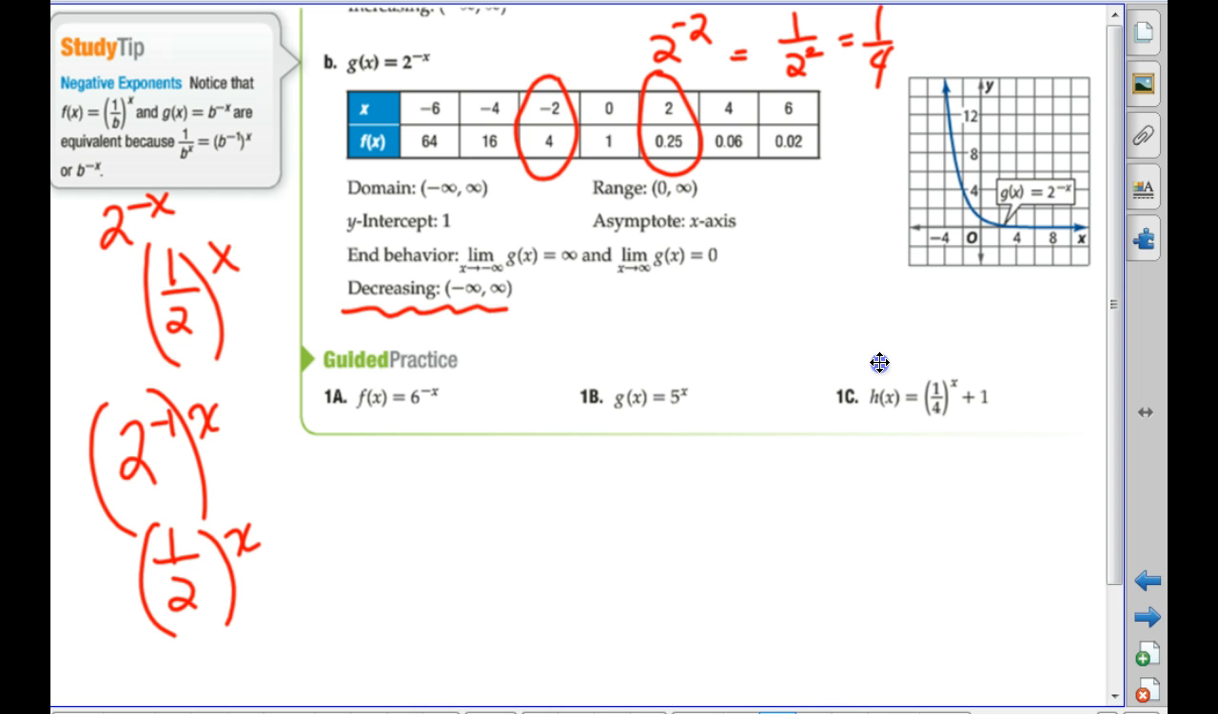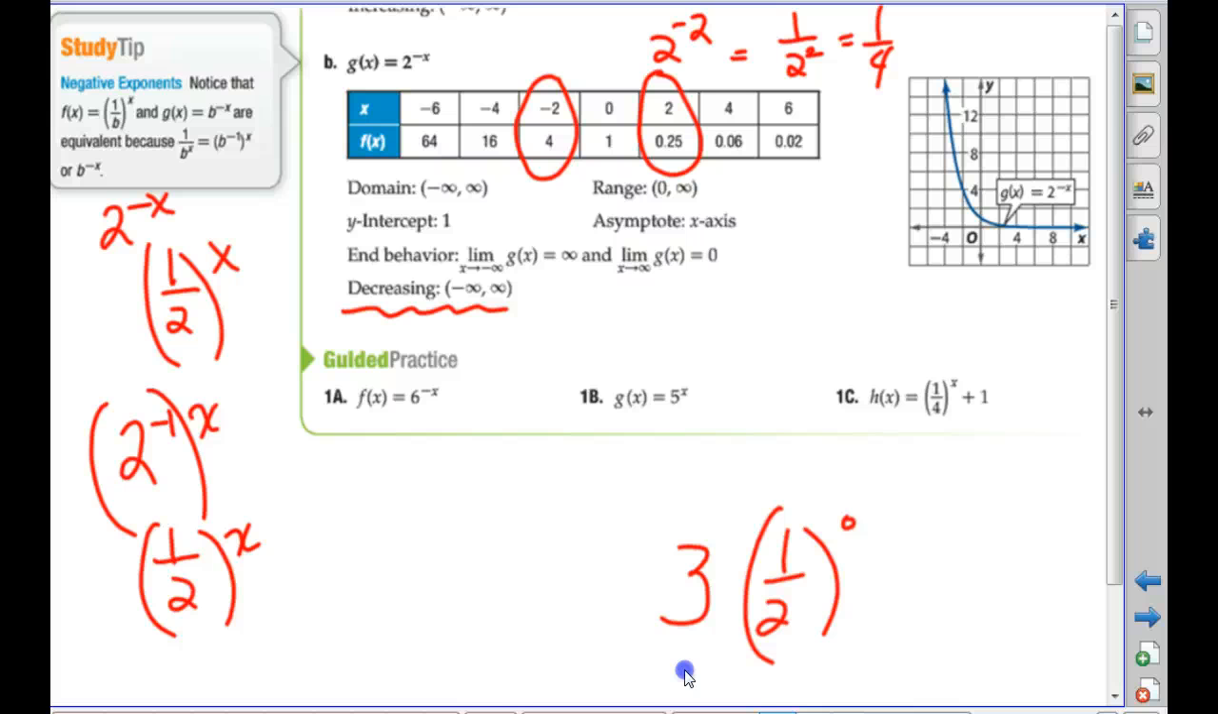Yes? Is 0, 1 always going to be 1? Unless there's a stretch, yes, because anything we do to a 0 power turns into 1. When they start throwing things out here like this, then it's not anymore. Then it's going to be through 0, 3 because of that number out front.